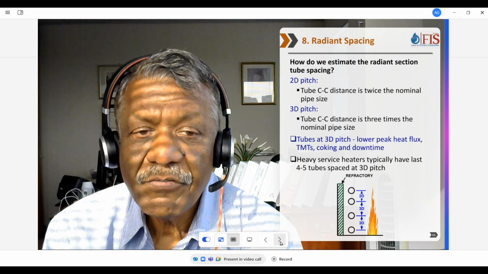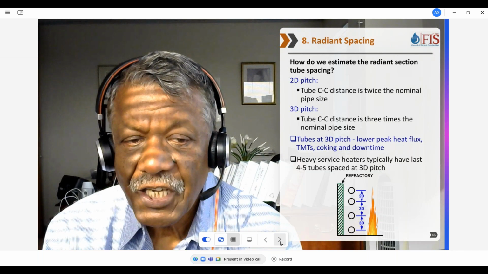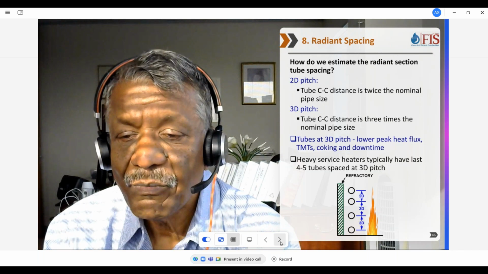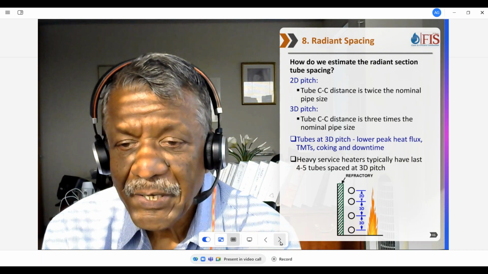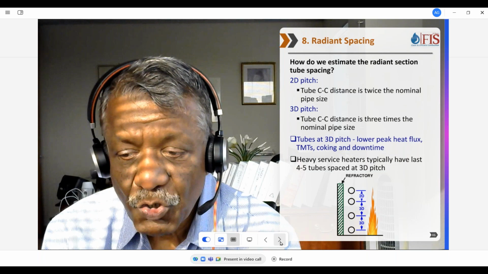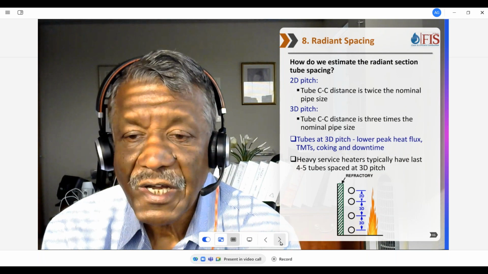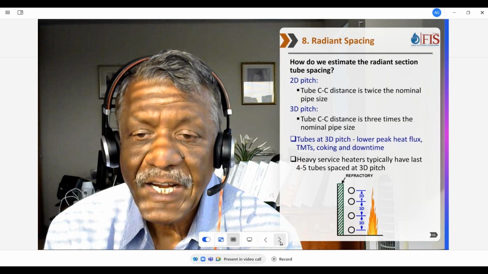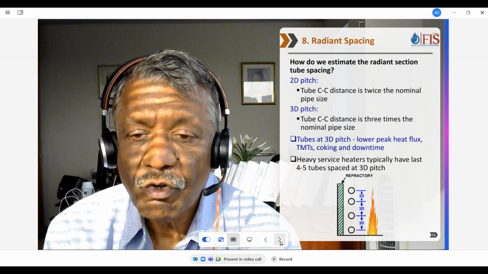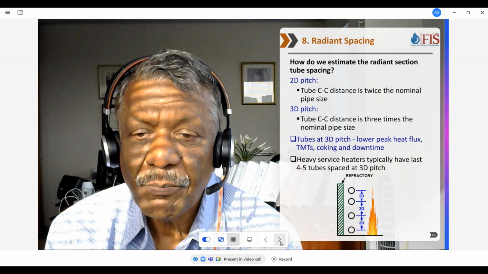So the reason we do that is, by 3 diameters, we are able to spread the heat more uniformly. For 2 diameter tubes, the maximum flux to average flux ratio is about 1.8. And if we go to 3 diameters, we reduce that to 1.5.